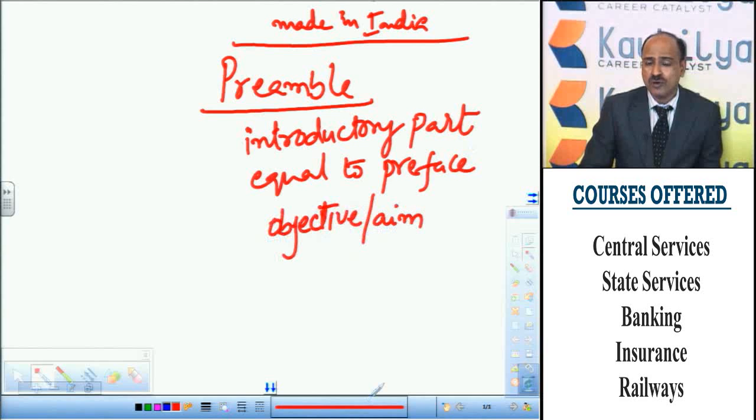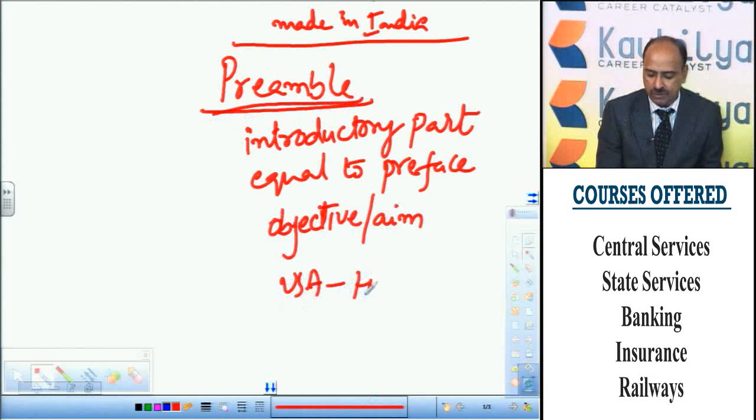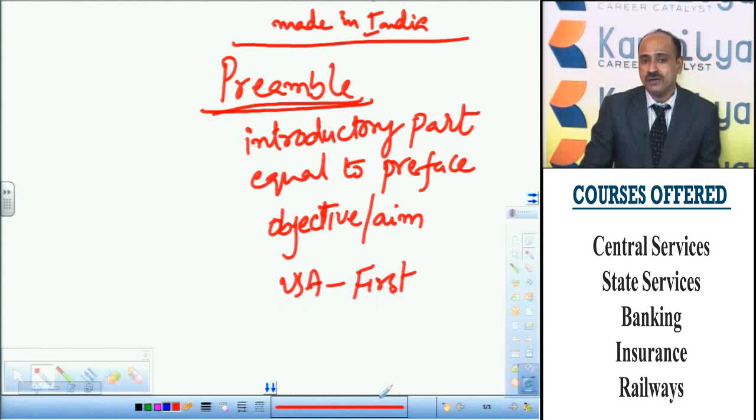It is not borrowed from one particular country. The preamble is a mixture of different countries, but the word preamble was first used by the USA. Which country first mentioned the word preamble in the world? America. The American Constitution has a preamble, the Indian Constitution has a preamble, but the inside matter is not borrowed from America. Different countries' concepts are mentioned in our preamble.